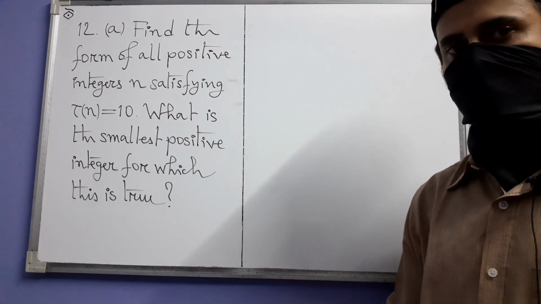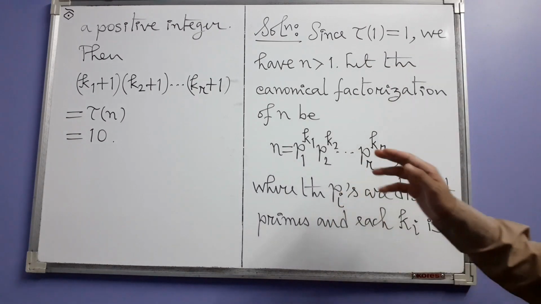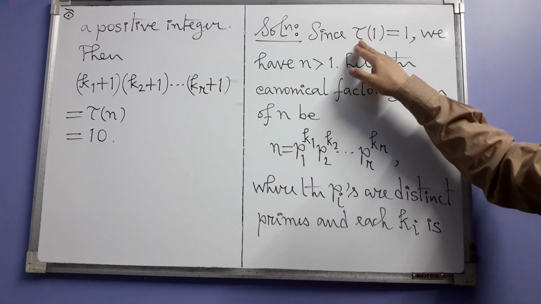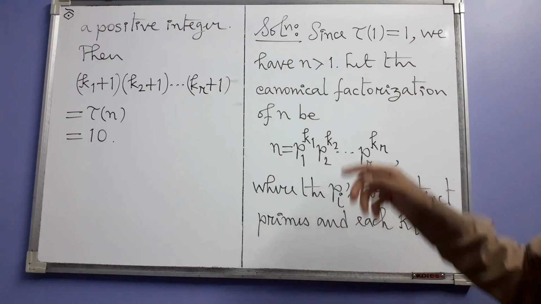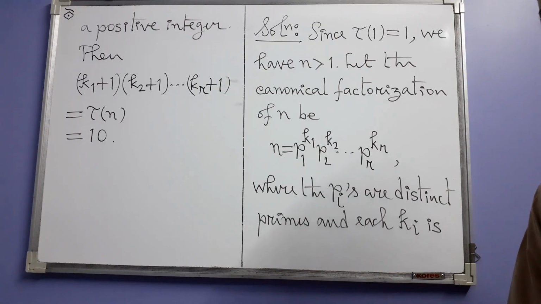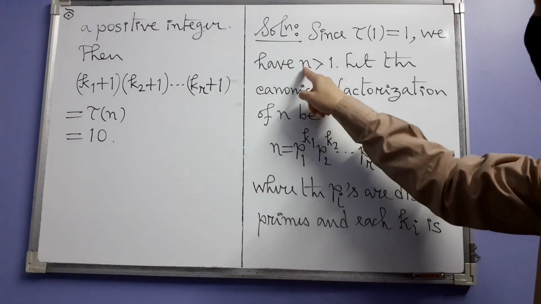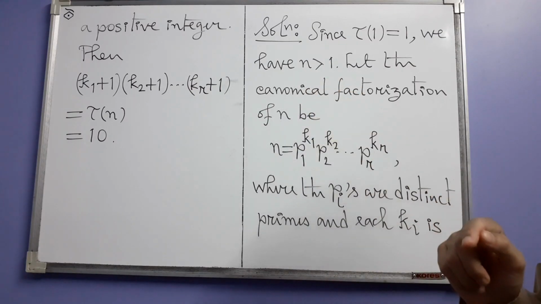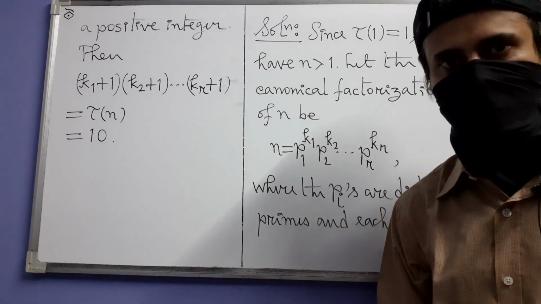So let's go for the solution. Okay, so the solution starts like this. In the beginning itself, we note that because tau of 1 is equal to 1 and not 10, our n cannot be 1. It seems like a very simple thing, but because n is not equal to 1, n is greater than 1, and that is why by the fundamental theorem of arithmetic, n has a prime factorization.